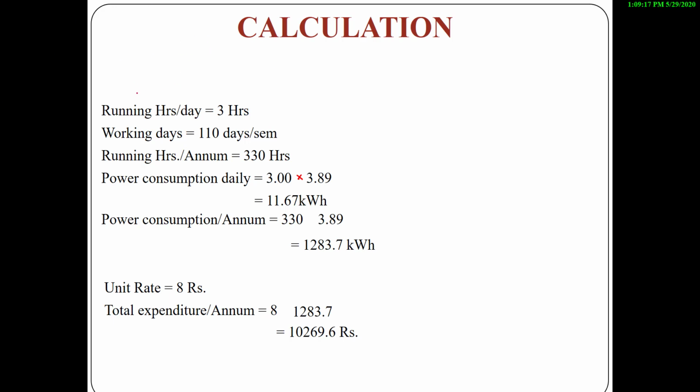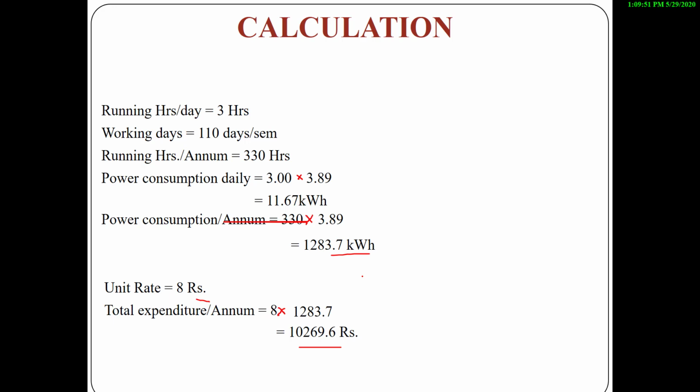For per annum consumption, 330 into 3.89, where 330 is the per annum hours. From that we will calculate it, and the unit rate is mentioned as 8 rupees. Therefore 8 into 1283.7 units of power. Therefore we are getting the total expenditure per annum as 10,269 rupees.